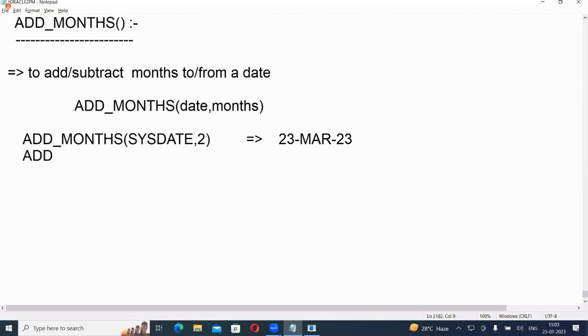Next, ADD_MONTHS of sysdate comma minus 2. Minus 2 means 2 months are subtracted. 23rd November 22. So the first will add 2 months, and this one will subtract 2 months. Okay.